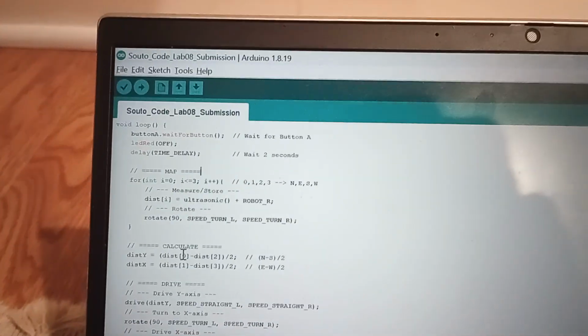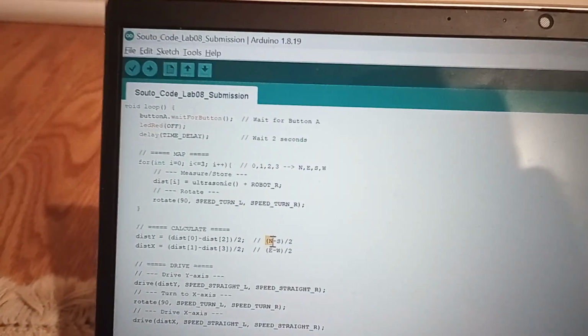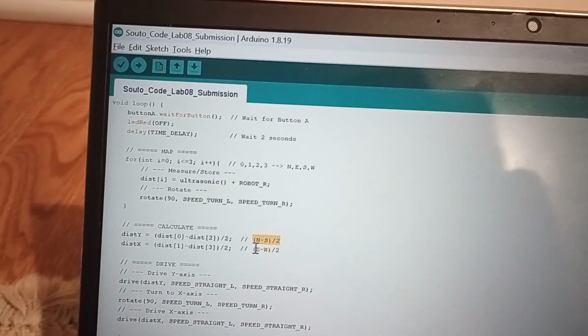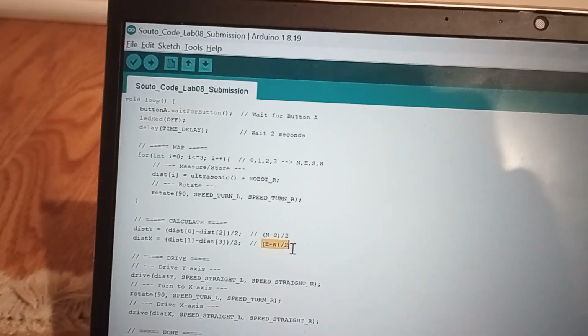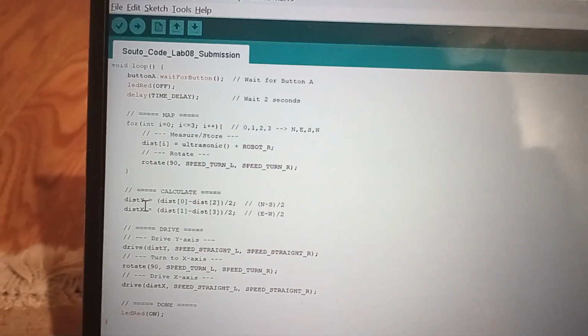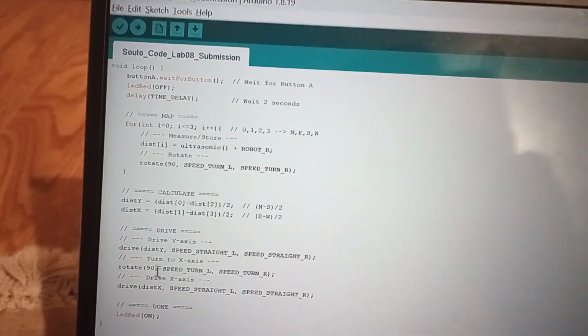Then it will calculate, with the formula being for the y distance, north minus south divided by 2, and for the x, east minus west divided by 2. That's done here. And then simply drive. It drives the y, turns, drives the x.